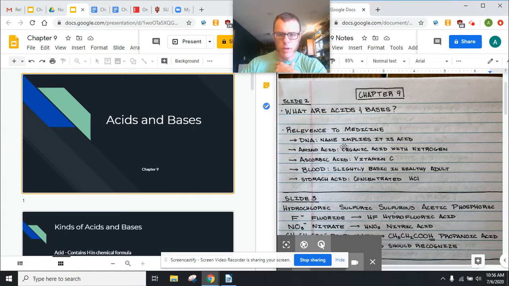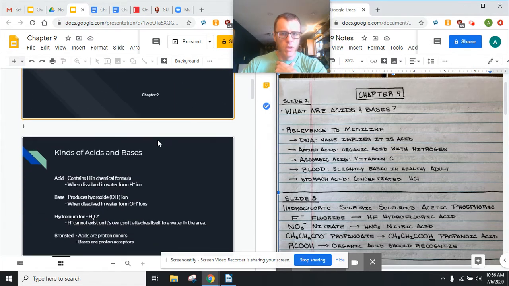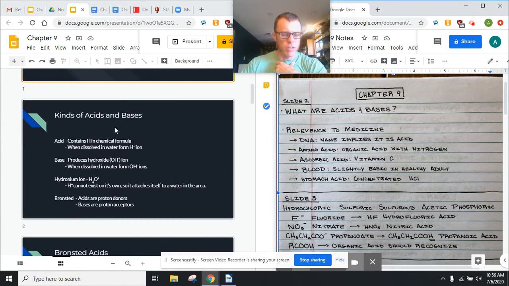If we move on down here, what we've got to ask ourselves is what actually are acids and bases? You can see an acid contains H in the chemical formula. It's going to be an important piece. And when they're dissolved in water, they form H plus ions. Bases, however, produce OH minus ions when they're dissolved in water. And so that's what we have here. These are two things that we're looking at.